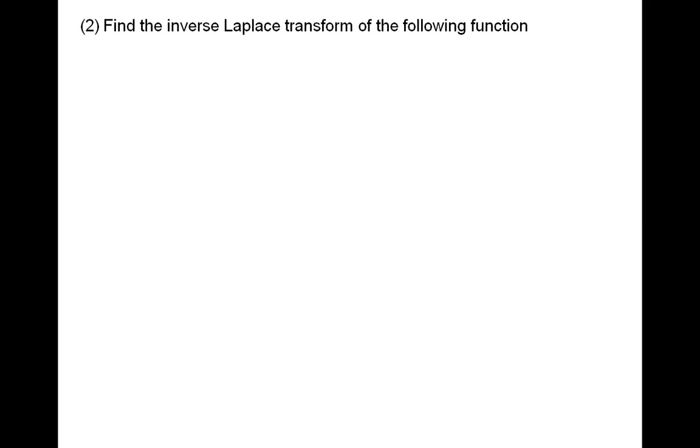In the second problem, we are looking for the inverse Laplace transform of this function, 1 over s squared plus omega squared.